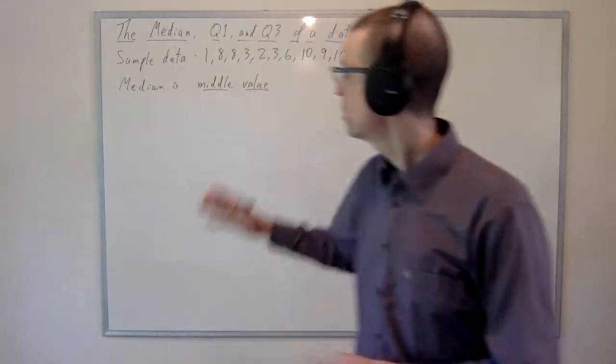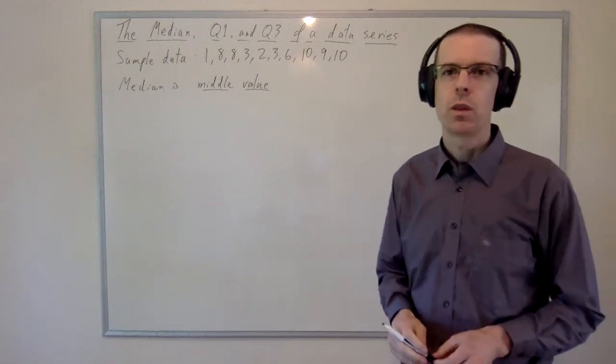Let's talk about the median of a data set. So the median is a measure of the middle or center of a data series. However, it's not the same thing as the average, and so the relationship between them can be a little bit confusing. Let's look at our example data set here, and let's figure out what the median is.